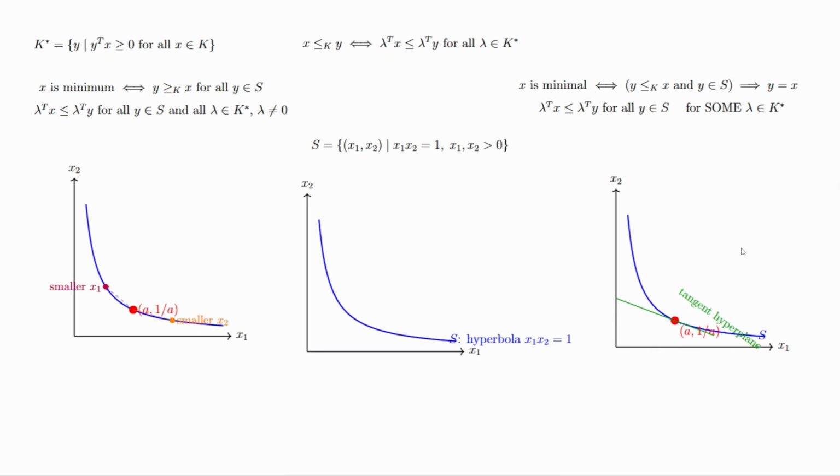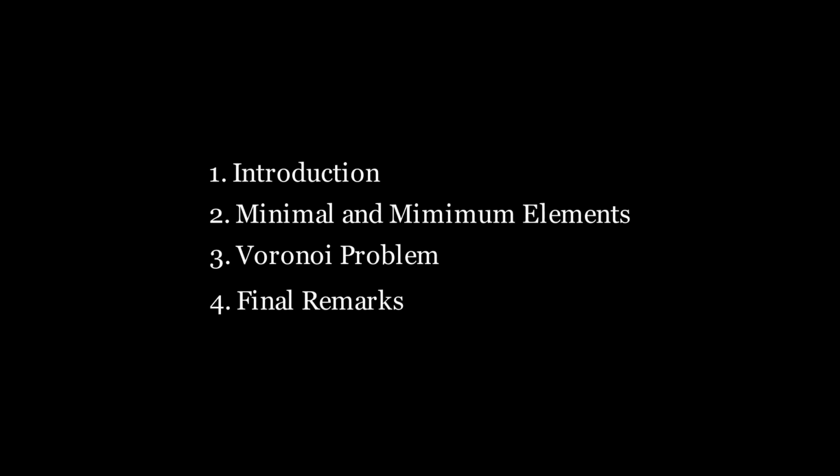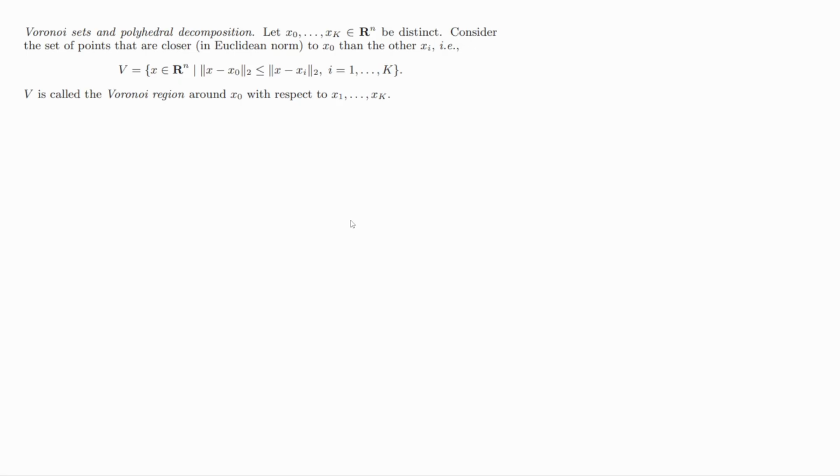But of course, notice that different points on the hyperbola have different supporting hyperplanes. There's no single supporting hyperplane for which all directions in K star work. So this is why there's no minimum, only many minimal elements. Alright, so that wraps up minimum and minimal elements.